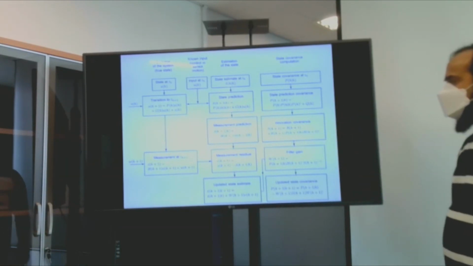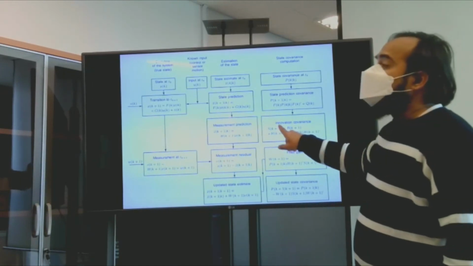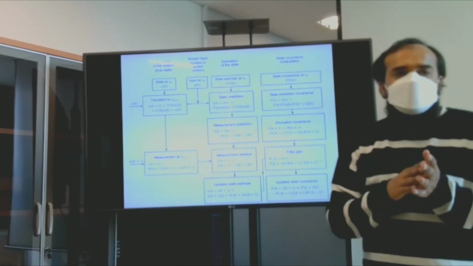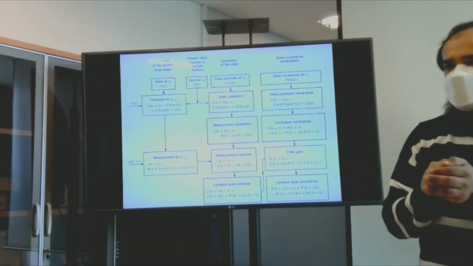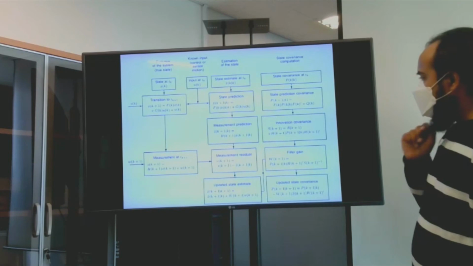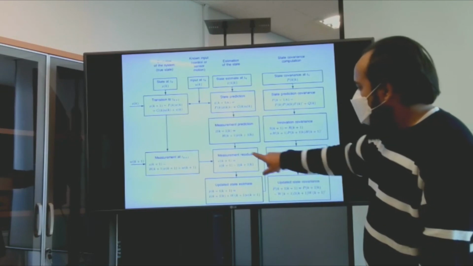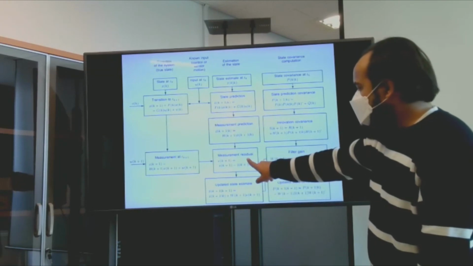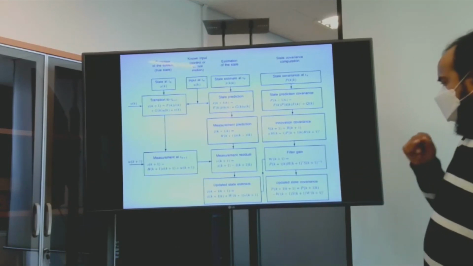Now the innovation covariance, Pzz. The innovation covariance is the covariance of the measurement prediction and the state prediction, and this will calculate the filter gain here. After the measurement residual, the updated state estimate is obtained using the residual and the filter gain. Similarly, the filter gain is used to obtain the updated state covariance.